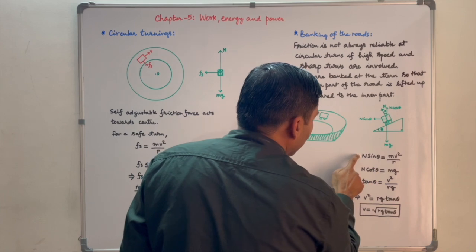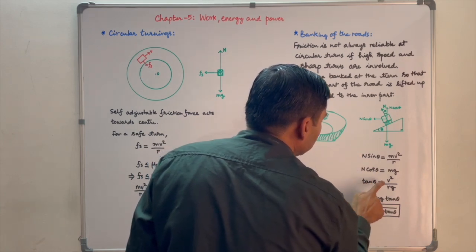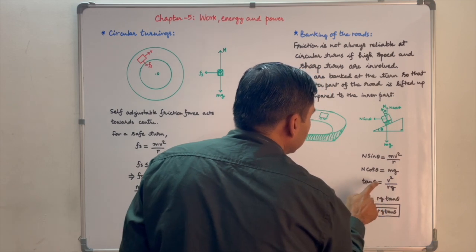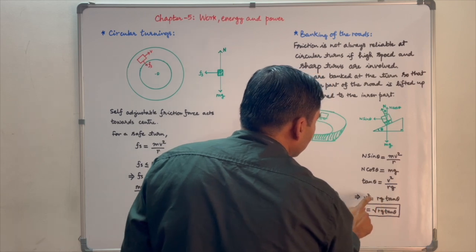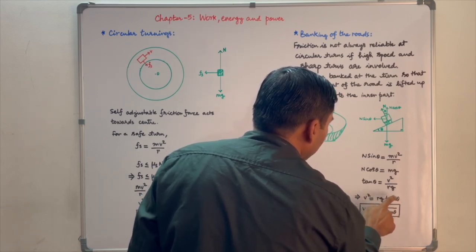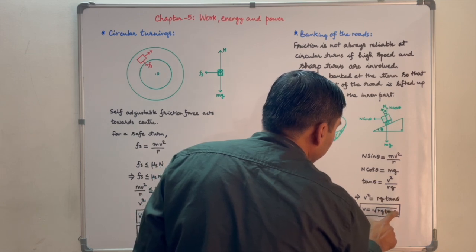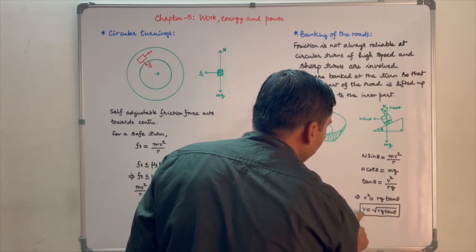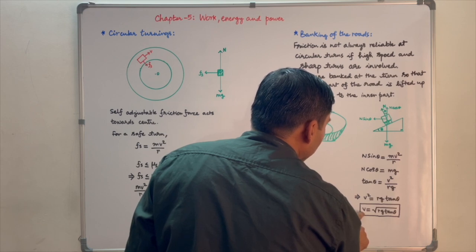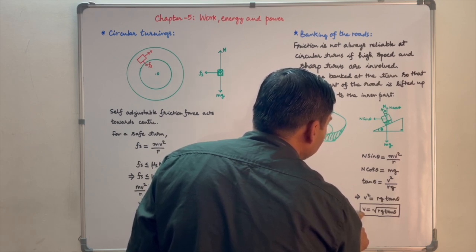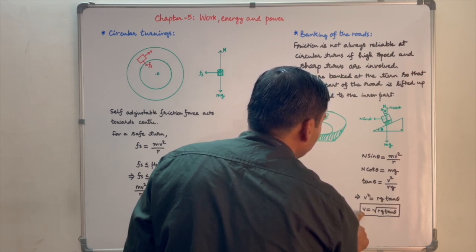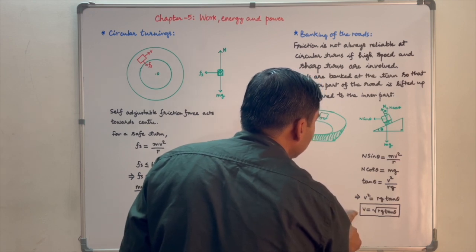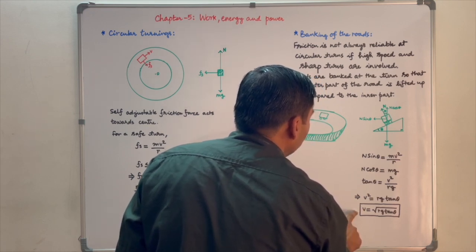If we divide equation 1 by 2, we get tan theta is equal to v square by rg. Here theta depends on the speed of the vehicle and the radius of the circular path. So v square is equal to rg tan theta, or v is equal to under root rg tan theta. This is the speed limit of the vehicle. If the speed of the vehicle is a little bit more than this, then static friction force, which is self-adjustable, will come into the picture. But if the speed is much higher than this, then even the maximum friction force will not be able to stop the skidding of the tires of the vehicle.